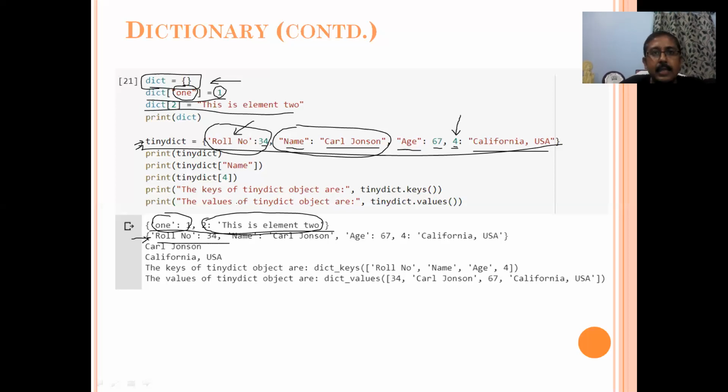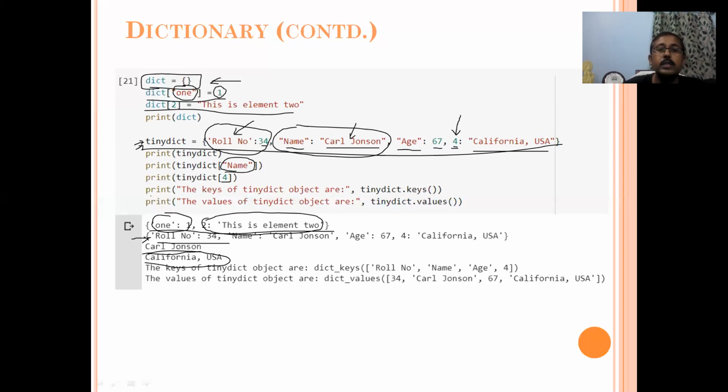Now, when I want to access them, how can I access them? As I told you, it's an unordered set of objects, so I cannot use the index. What can I use? I can use the key. For example, tinydict has a key name, so if I try to retrieve the value for that, it will be retrieved: Carl Johnson is the corresponding value. If I want to retrieve the last object, I will again give the key, which is digit 4. When I retrieve with the key digit 4, it retrieves the string California, USA.